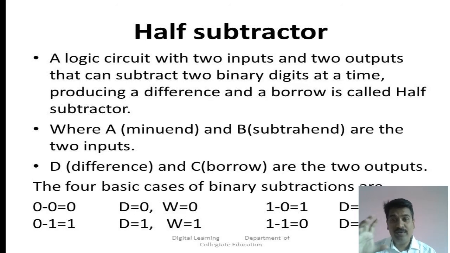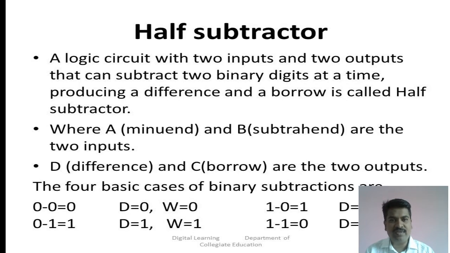The two inputs are A and B, where A is called minuend and B is called subtrahend. These are the two inputs, and the two outputs are, one is difference, another one is borrow. Borrow can be represented by W also. Sometimes we represent it by C and sometimes we represent it by W also.